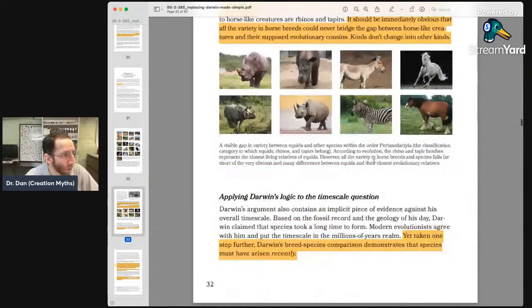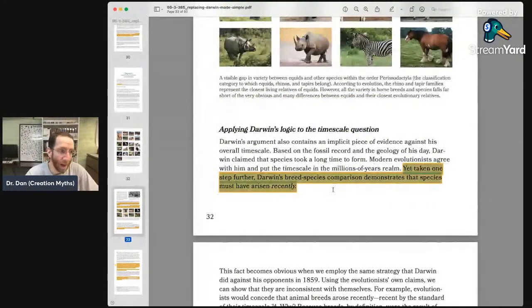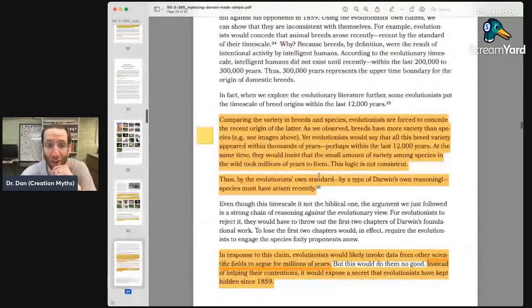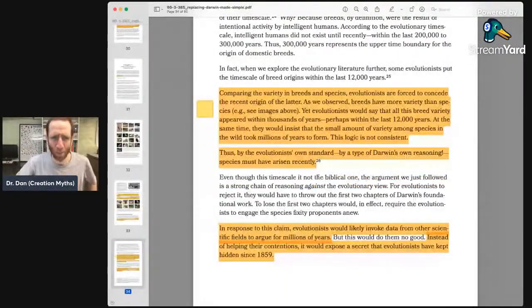You take it one step further. Darwin's breed species comparison demonstrates that species must have arisen recently. You all are going to lose it at this argument. I'm so excited to tell you about this. I forget what I wrote here, but my annotations as we go through get progressively more irritated. So let's just read this paragraph. So comparing variety in breeds and species, evolutionists are forced to concede the recent origin of the latter. It's not going to be true.